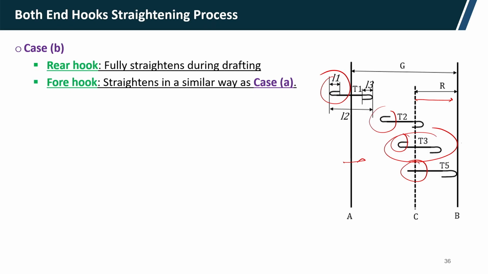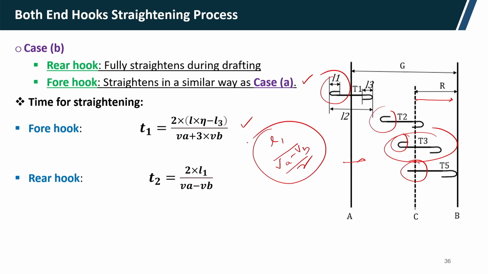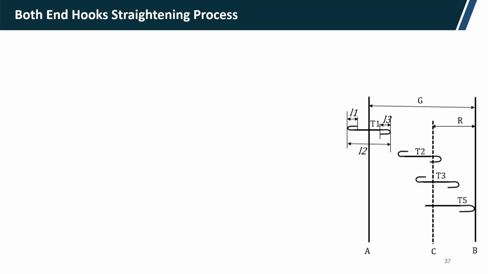So, the fore hook is straightened in a similar way as in the earlier case. The time for straightening the fore hook, T1, has already been discussed, and for the rear hook it is L1 by (VA minus VB) by 2. L1 is the length of the rear hook, and VA minus VB is the speed at which the rear hook is corrected.